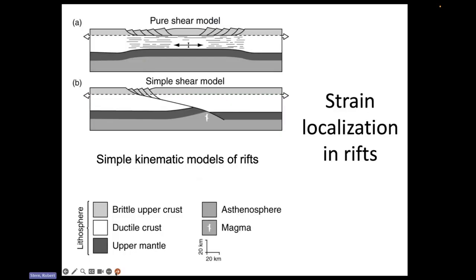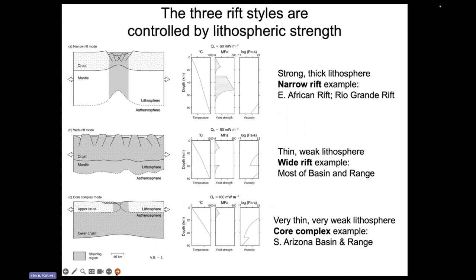All right, and we talked about strain localization, both the pure shear model and the simple shear model. And that the nature of the rift styles are controlled by lithospheric strength, regardless of whether it's a passive rift or an active rift. But in general, your active rifts are going to have higher heat flow than your passive rifts.